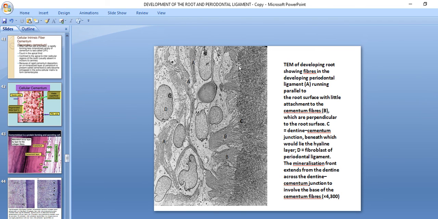And here you can see the dentin-cementum junction, beneath which would lie the hyaline layer. And also here you can see the fibroblast of the periodontal ligament, and the front of mineralization extends from the dentin across the dentin-cementum junction to involve the base of the cementum fibers.